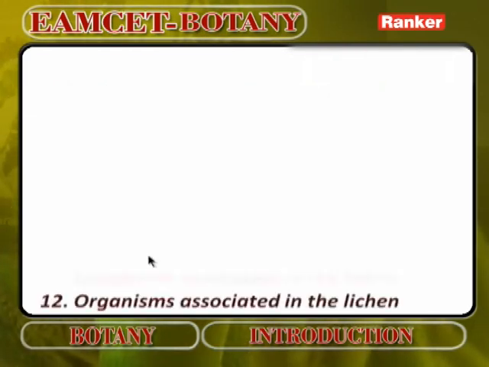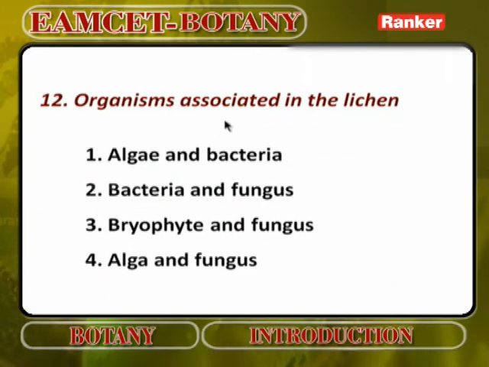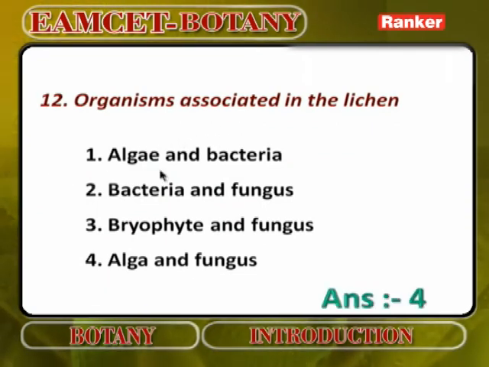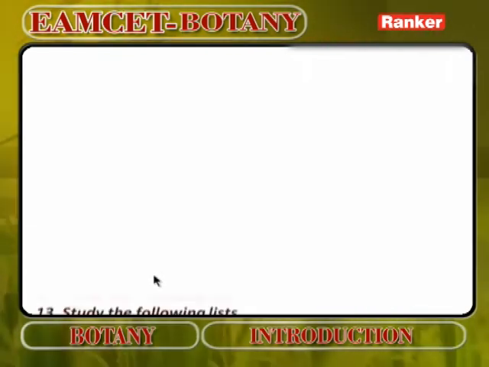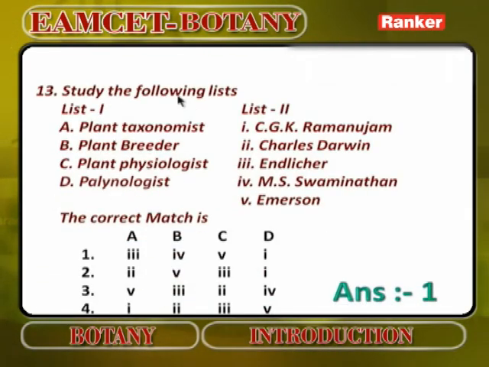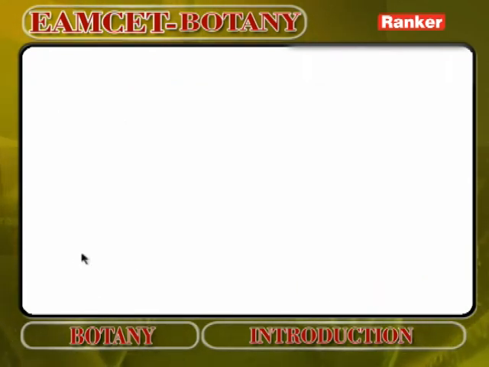Next. Organism associated with lichen: algae and fungi. Algae is called phycobiont, fungi is called mycobiont. Algae helps in photosynthesis, fungi helps in protection and reproduction. Next, for this: plant taxonomist, Endlicher; plant breeder, MS Swaminathan; plant physiologist, Emerson; and palynologist, CGK Ramanujan. Answer is the first option. The first option will be the answer.